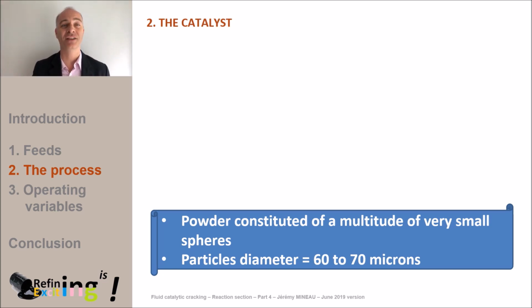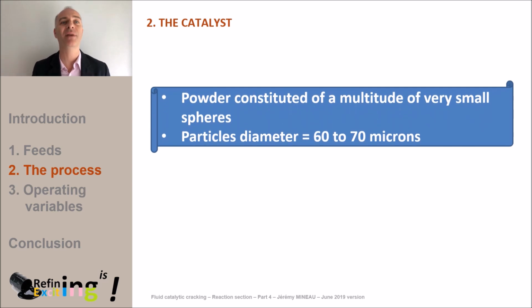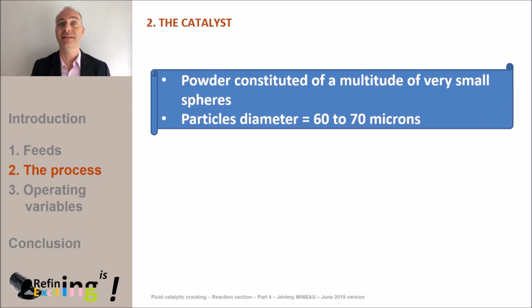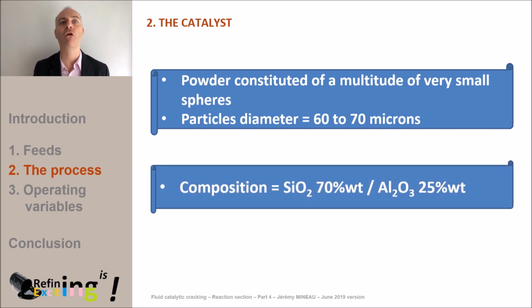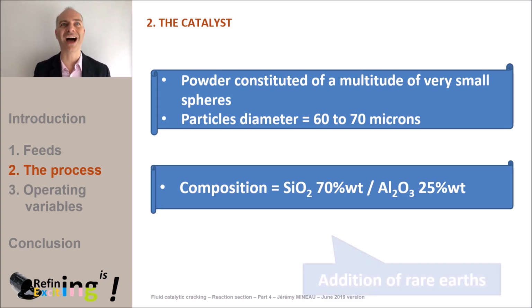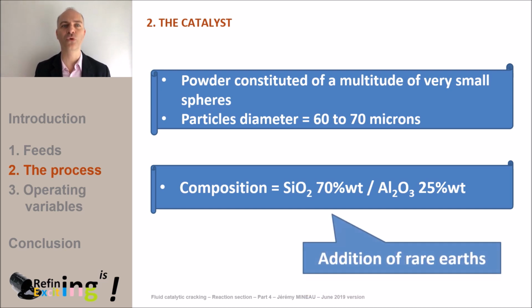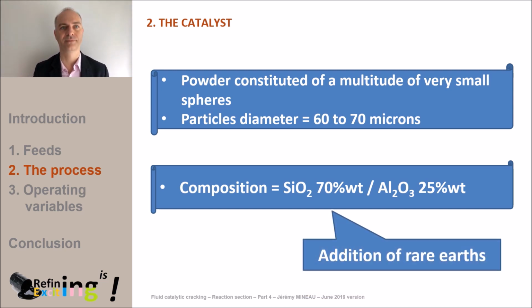These catalyst particles present a rather complex chemical structure. This catalyst is essentially composed of silica, approximately 70% by weight, and alumina for approximately 25%. So, to be simple, the catalyst mainly consists of silicon, aluminium, and oxygen. Rare earths are also added to the catalyst to improve its thermal stability.